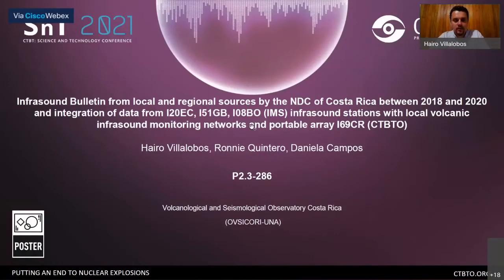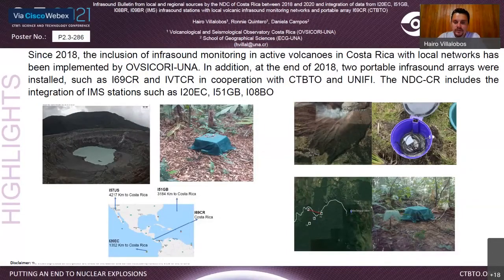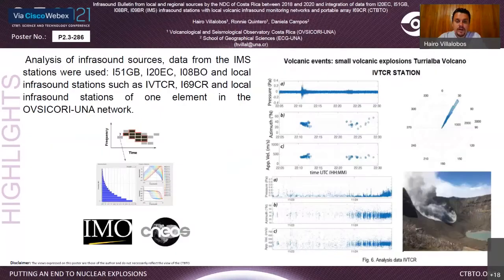Good morning. I want to show in this poster work from my colleagues and myself. It's an infrasound bulletin from local and regional sources around the country of Costa Rica. I want to mention we installed in 2018 two infrasound stations in Costa Rica to improve our capacity building in the analysis of infrasound sources. We use the PMCC method for analysis of the different sources around the country. I want to show you here on the right, one infrasound station detecting some ash explosions in Turrialba volcano.